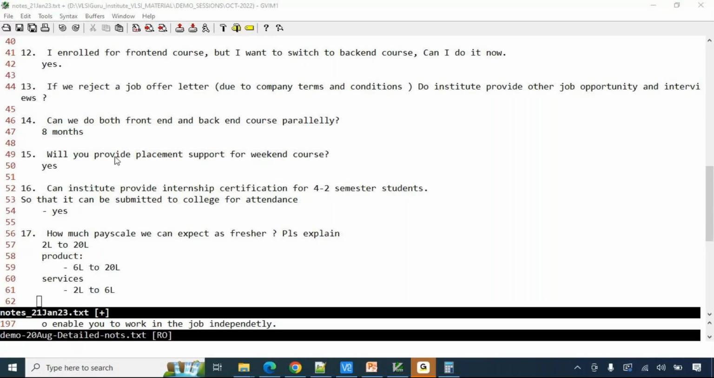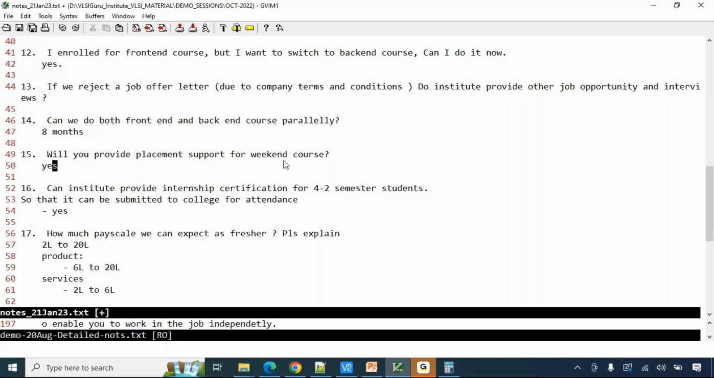I have answered, right? Will you provide placement support for weekend course? Yes, we do provide. Okay. Any other questions? I told, right, for every student who enrolls, support is the same. Online, offline, hybrid model, e-learning, everyone gets support, because there's no reason for me not to provide support, right? I will of course provide.